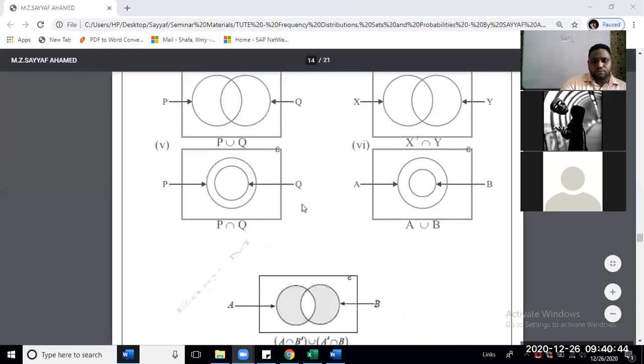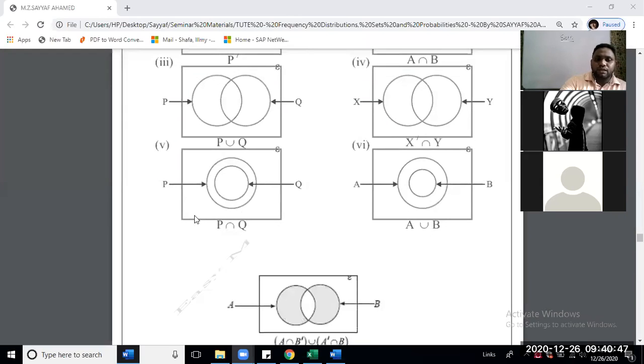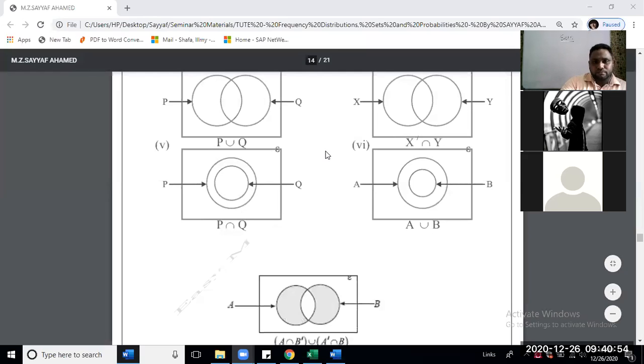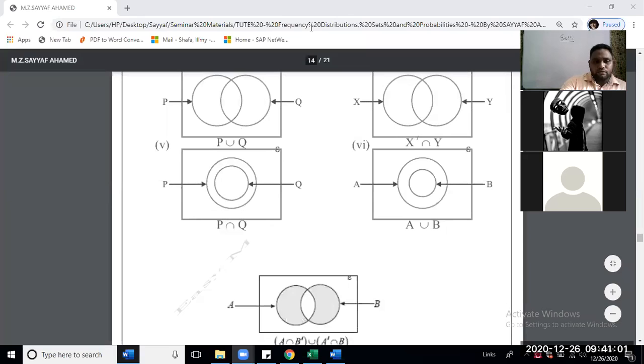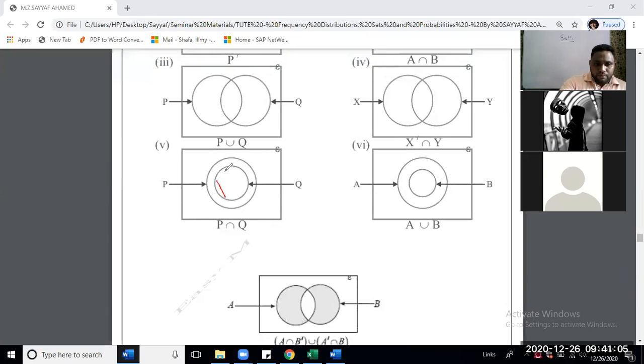Moving forward to the fifth one, P intersection Q. So here you can see Q is a subset of the P, right? Q is a subset of the P. Right? So you need to shade the P intersection Q. P intersection Q means the common for P and Q only, the middle part. Right? This is a subset. A union B, that is the whole thing. The way we shade, right?